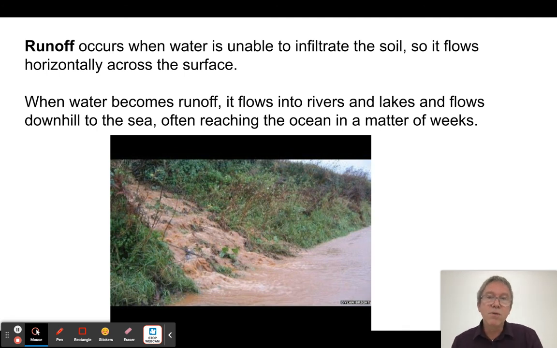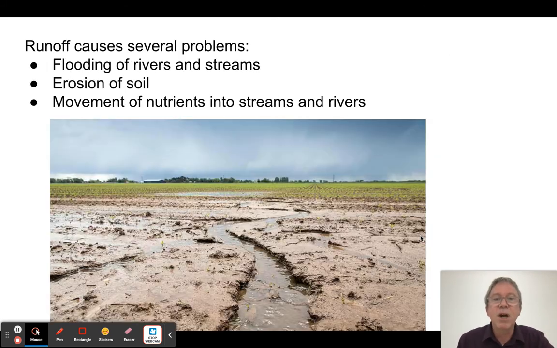So when it runs horizontally, it moves into lakes and rivers, which is fine. But you notice here, it's carrying sediment with it, right? So there's some problems associated with runoff. Namely this: if it happens too fast. So if a lot of water lands on the ground and it doesn't go into soil, then it ends up in rivers. And when a lot of water ends up in rivers, we have floods, and so clearly that causes a lot of human life loss.